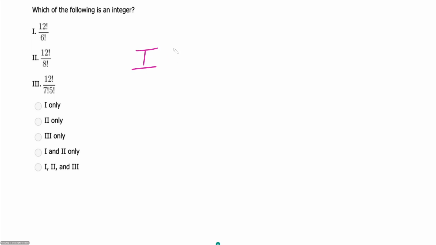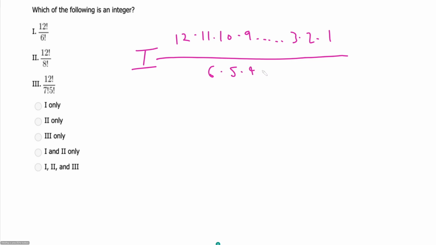So statement 1, it's 12 factorial over 6 factorial. And so that's 12 times 11 times 10 times 9, all the way down to 3 times 2 times 1, all over 6 times 5 times 4 times 3 times 2 times 1. And so our 6, 5, 4, 3, 2, 1 should cancel out fully with the 6, 5, 4, 3, 2, 1 in our denominator. That just leaves us with 12 times 11 times 10 times 9 times 8 times 7.